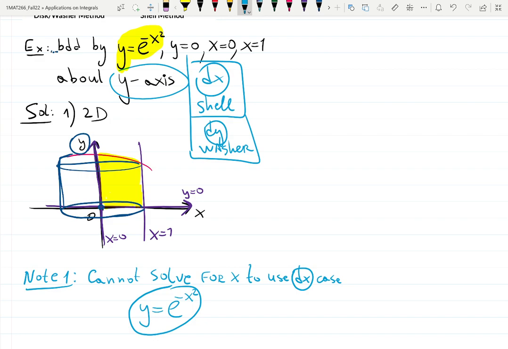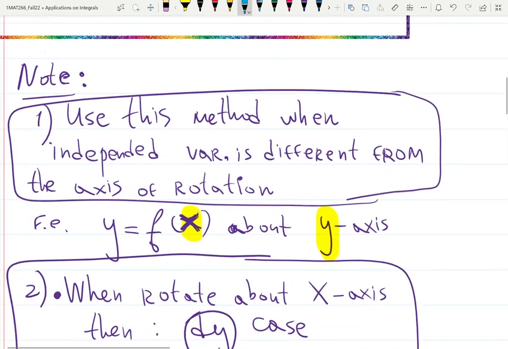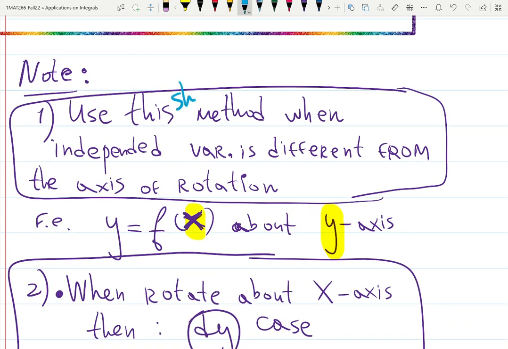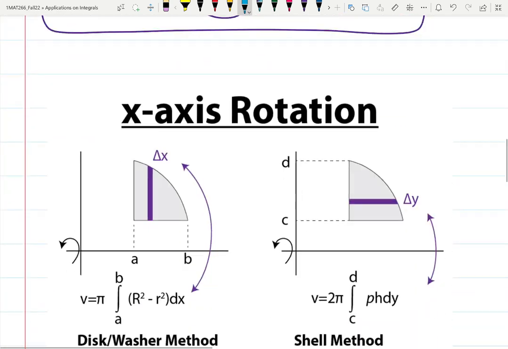Shell method, reverse the variable. That was note number 1 over here. Use the shell method. Well, I thought it was obvious. Use the shell method when the independent variable should be different from the axis of rotation. In this case, we have the y-axis of rotation, but I want to use the x case. That's exactly what I mean. So I want to keep x, and we rotate about y. So we're going to use the shell method.